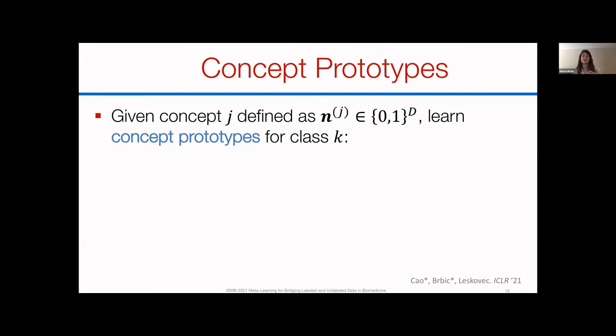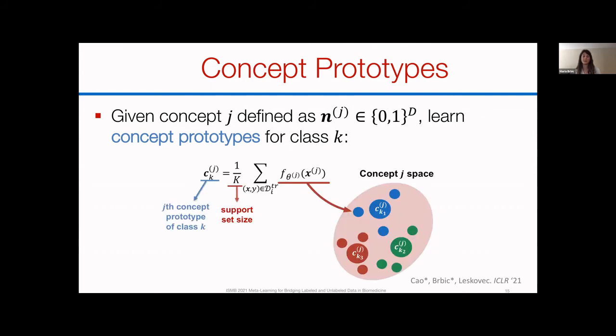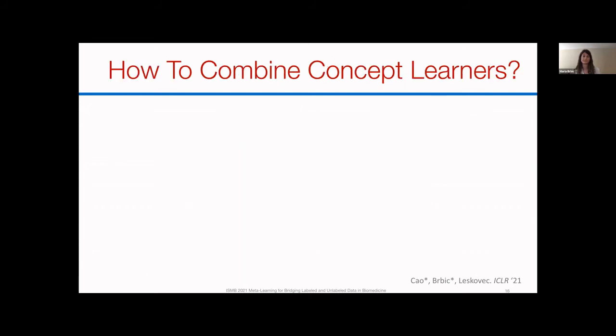The prototype of concept j is then computed as the mean of concept embeddings of the support examples, where each support example is transformed based on concept j. The transformation is simply defined as the element-wise product between the example and the concept. Recall that the concept is a 0-1 vector, so what we do is zero out all dimensions in x that do not belong to a particular concept. Given a concept j, we can then compute a prototype for each class. And finally, we have all these concept prototypes.